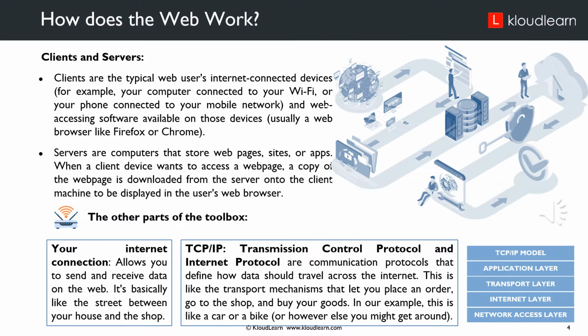The other parts of the toolbox. Your internet connection allows you to send and receive data on the web. It's basically like the street between your house and the shop. TCP/IP, Transmission Control Protocol, and Internet Protocol are communication protocols that define how data should travel across the internet. This is like the transport mechanism that lets you place an order, go to the shop, and buy your goods. In our example, this is like a car or a bike, or however else you might get around.